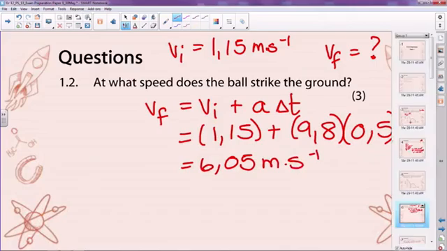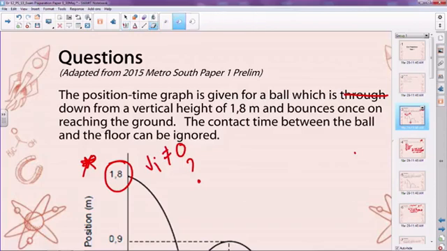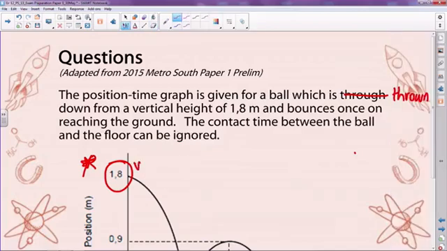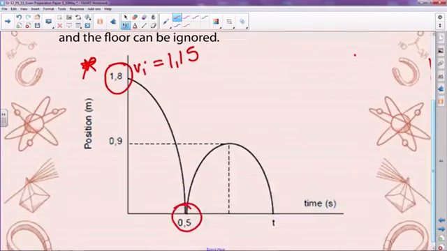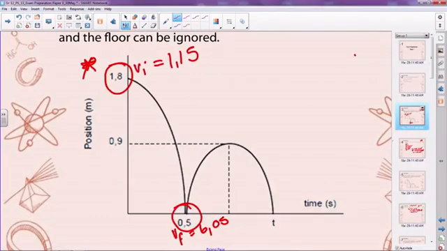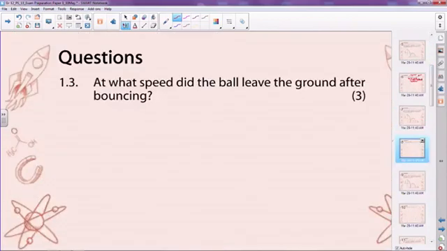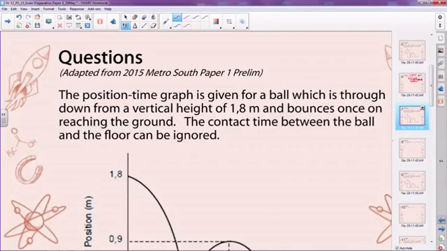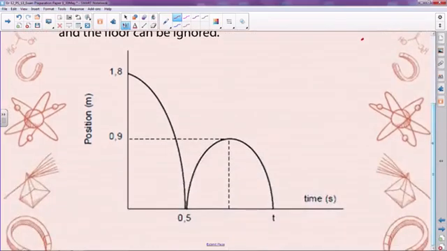If we go back to our graph, I know that my initial velocity VI at this point was 1.15, and now I know when it hits the ground the final velocity was 6.05. Now, when we go to the next question, all of it just follows on from what we're doing, don't stress. They ask us, at what speed did the ball leave the ground after bouncing? So we go back to the graph, and I've got a clean graph because I want you to see something. We know the velocity when it comes down. They want to know what's the velocity when it goes back up.